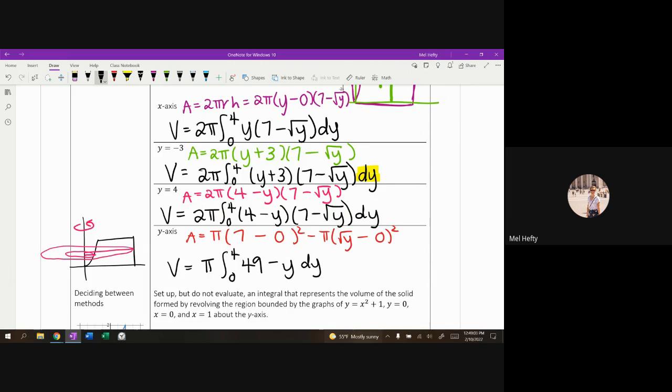All right, I think I'm going to save this question at the bottom for next time to illustrate just again what we could do.